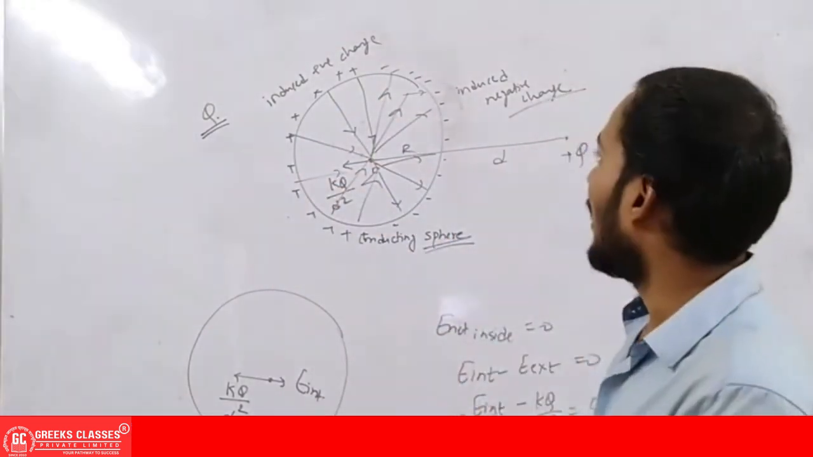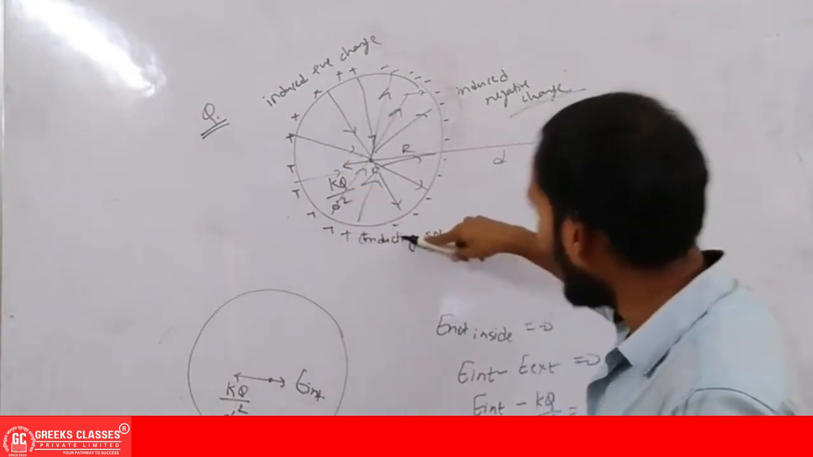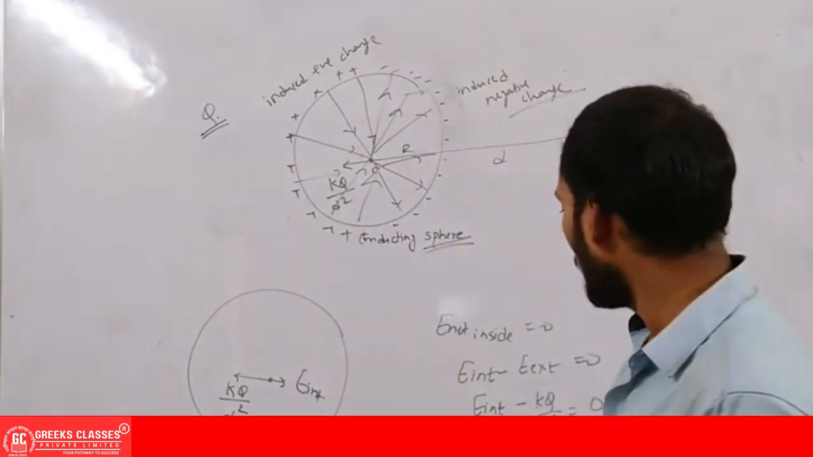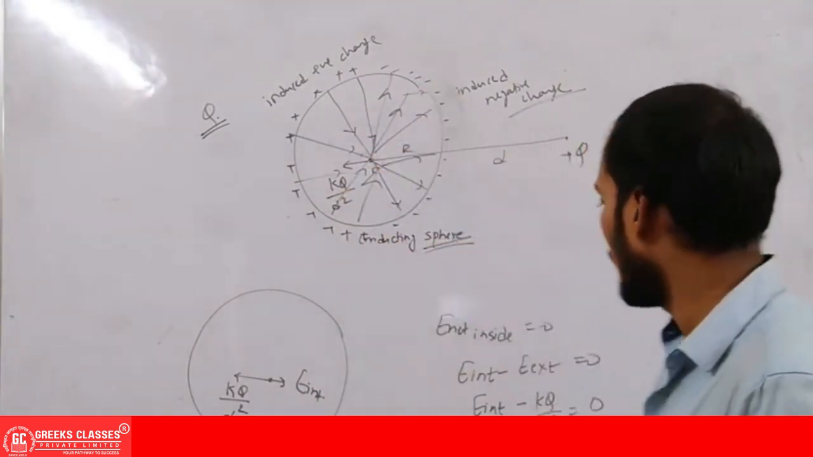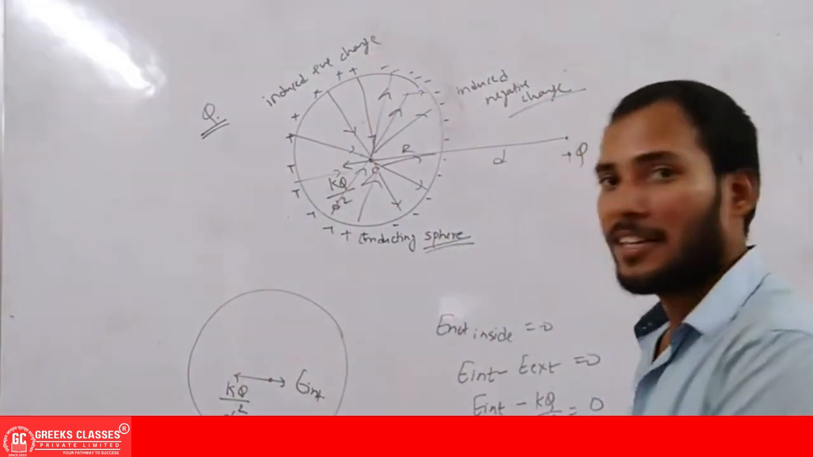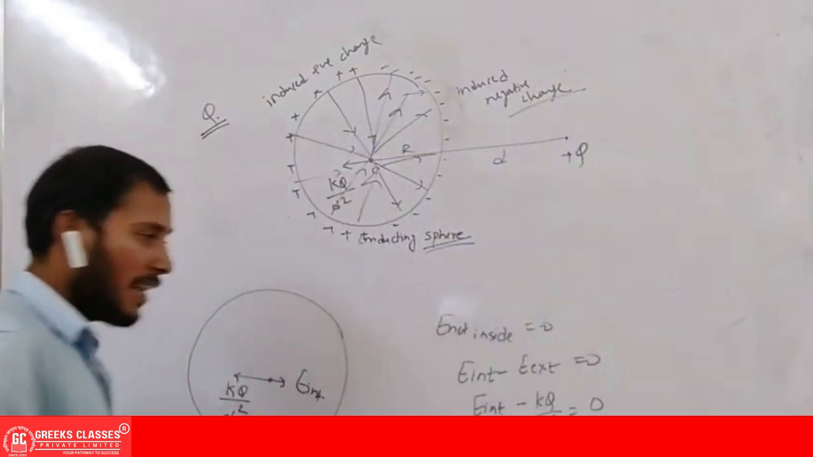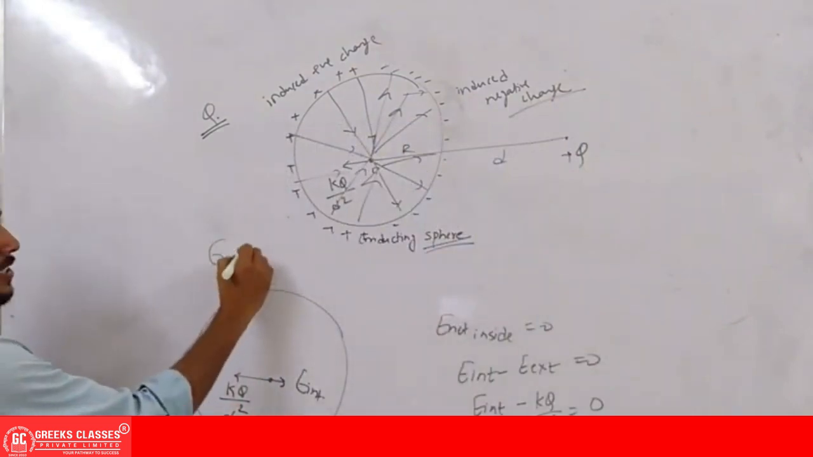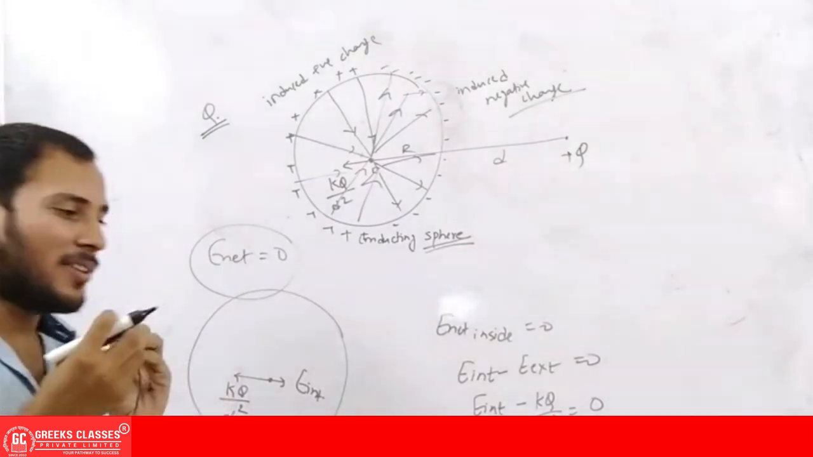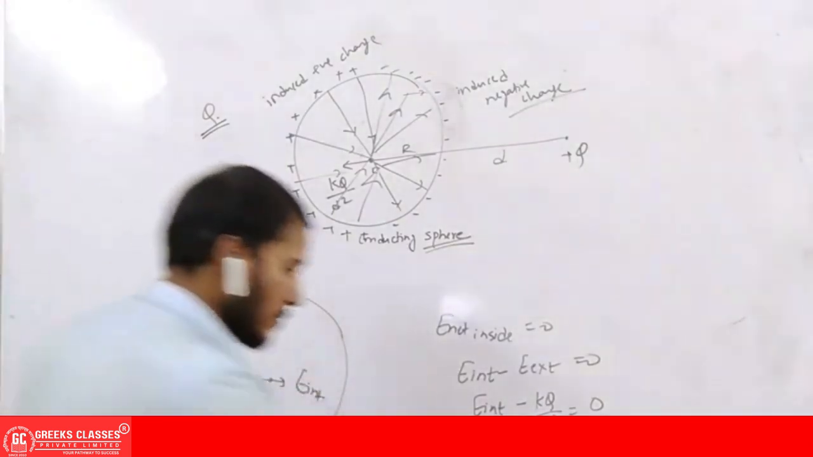But if someone asks what is the electric field due to this combined positive and negative induced charge inside the sphere, the electric field is equal to kq by d square. That we derive: E internal equals kq by d square. And if someone asks what is the net electric field inside the conductor, sir, 0. Why? Because there cannot exist any electric field inside a conductor.